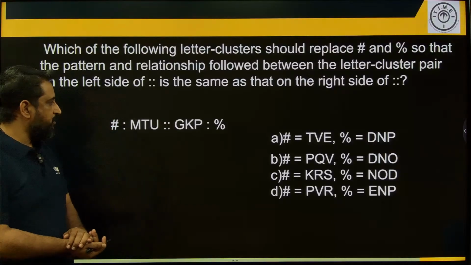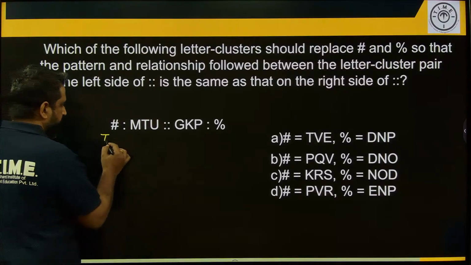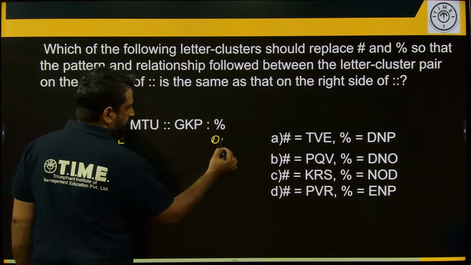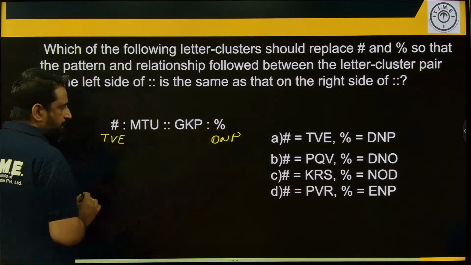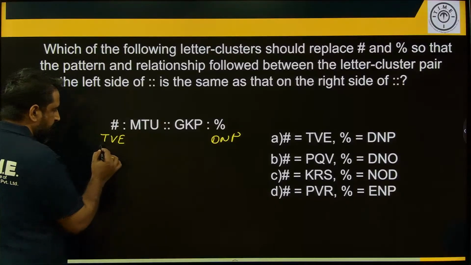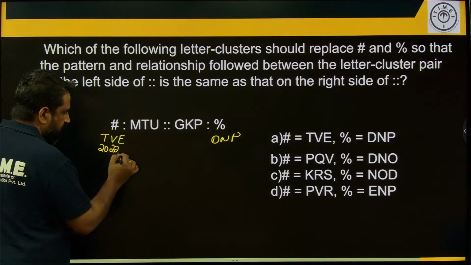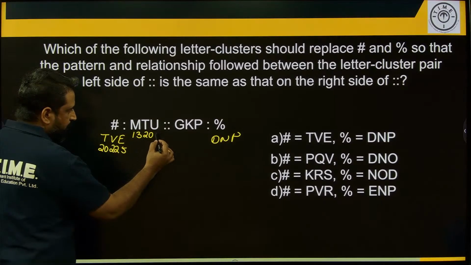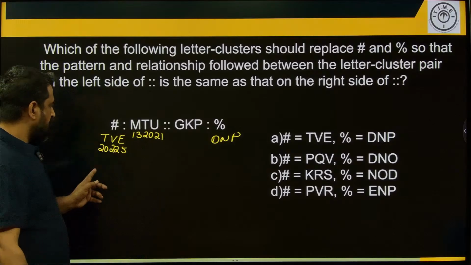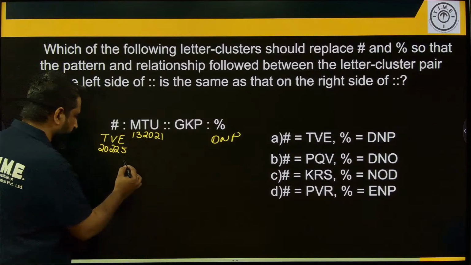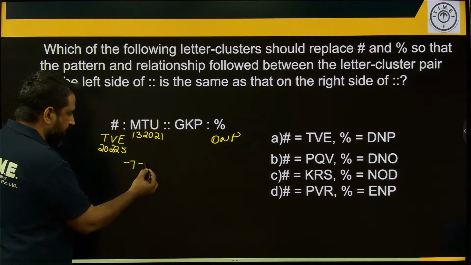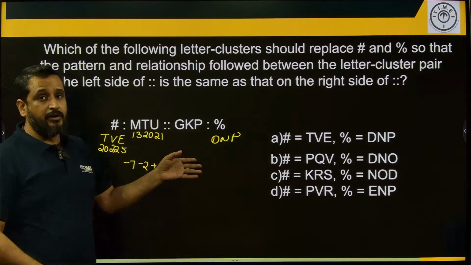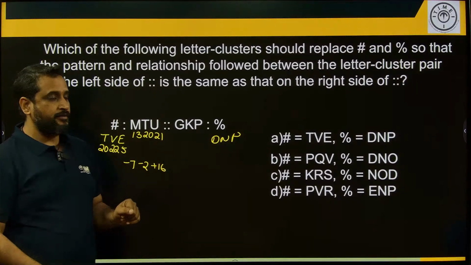Now, let us observe the first one. TVE and MTU, DNP. Okay, very close letters, right? Let me write the position values. T is 20, V is 22, E is 5, M is 13, T is 20, U is 21. What is the logic here? 20 is 13 plus 7, 22 is 20 plus 2, 5 is 21 minus 16. Okay, as of now it is fine. But I need to check whether it is a similar logic with the right side pair or not. That is important for me.